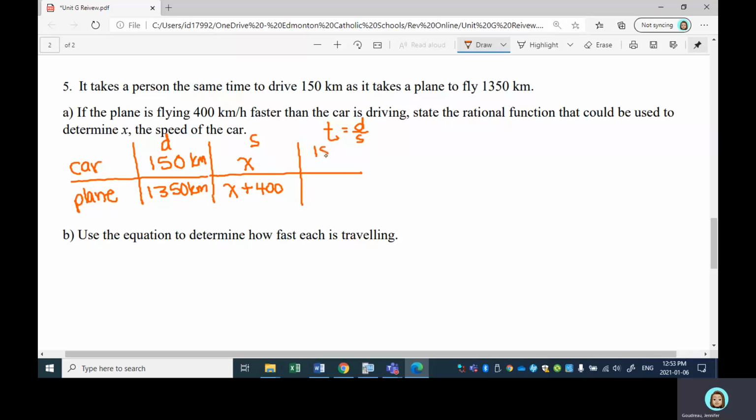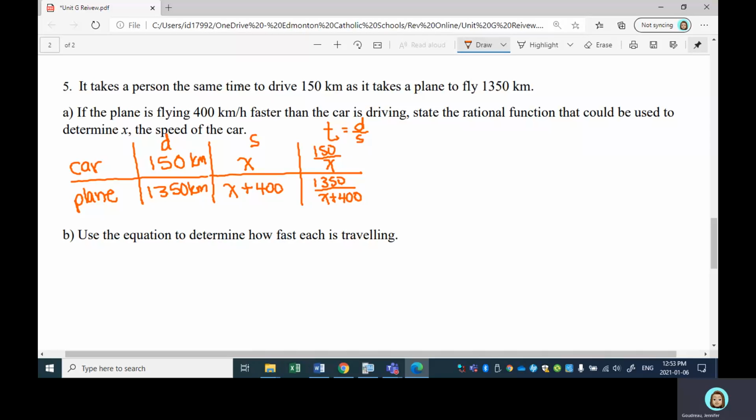So I'm going to write an expression for the time that the car drives by dividing its distance over its speed. And I'm going to do the same thing with the plane. I don't know how long the plane is flying for, but I want to create an expression for the time using the distance and the speed. And notice what that does. Now those are rational expressions, which makes sense because that's what we're dealing with in this section.